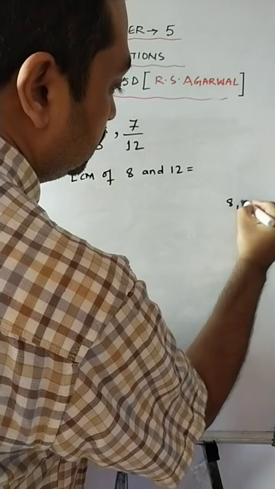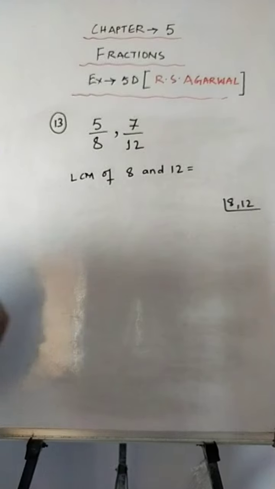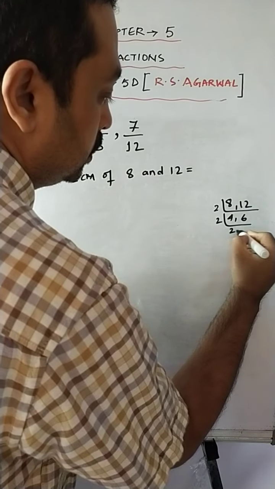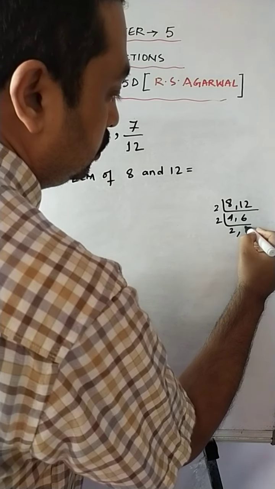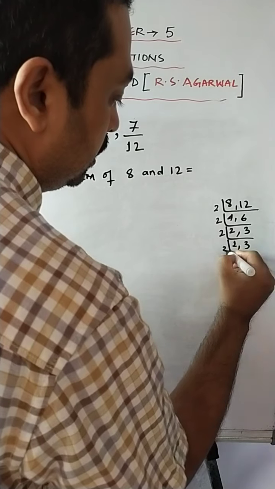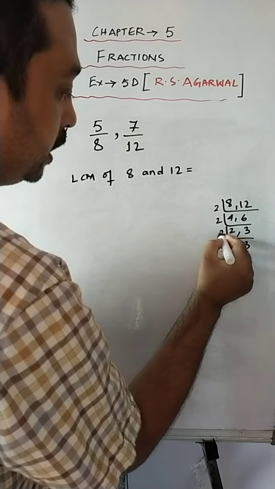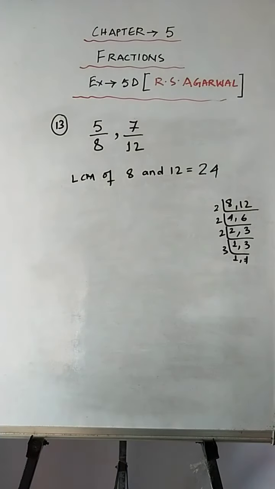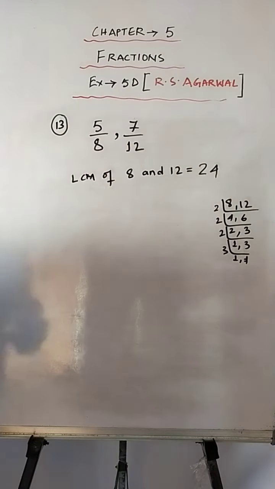Do it. So 2 4s are 8, 2 6s are 12, 2 2s are 4, 2 3s are 6, 2 1s are 2, 3 1s are 3, so 2 2s are 4, 4 2s are 8, 8 3s are 24. So 24 would be the LCM. Okay, so after that what we have to do?